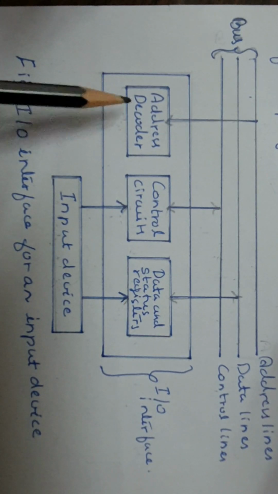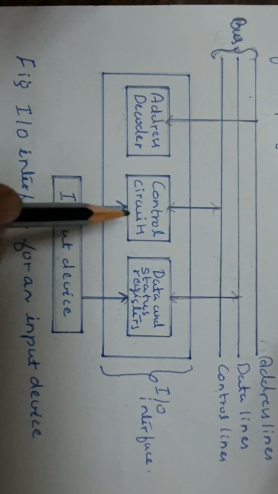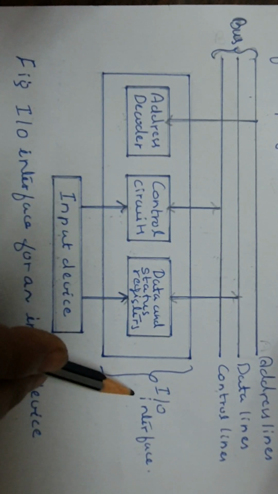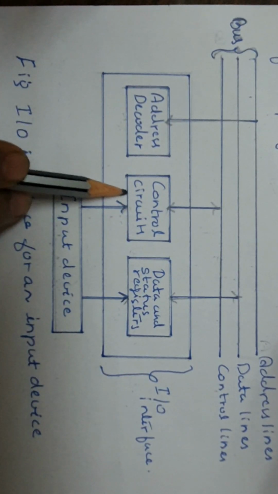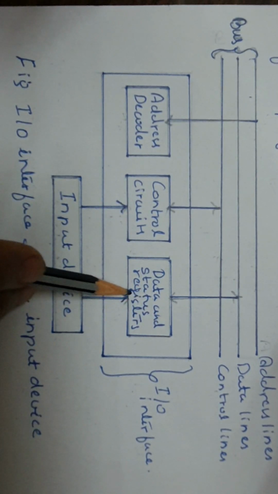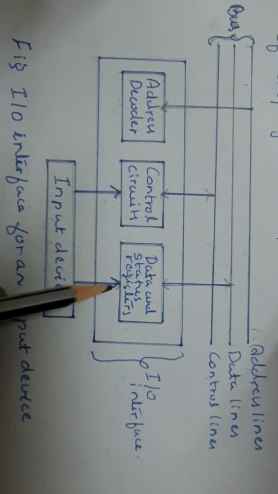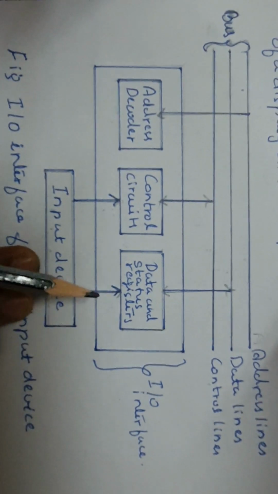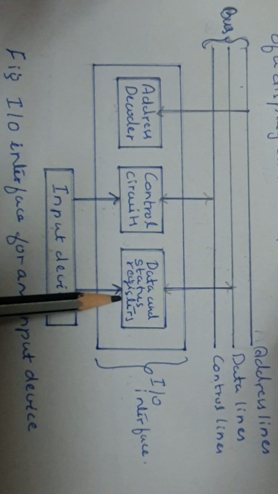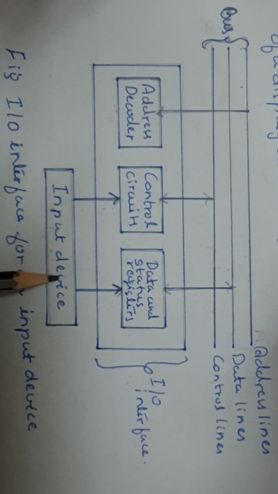Okay. To control and coordinate the communication between the processor and IO devices, control circuits will be there in the IO interface. Apart from these two, we have data and status registers. So what are these data and status registers? That we shall see with another diagram. Okay. Then what are these data and status registers present in the IO interface? Take the input device, the keyboard, that is the input device here.